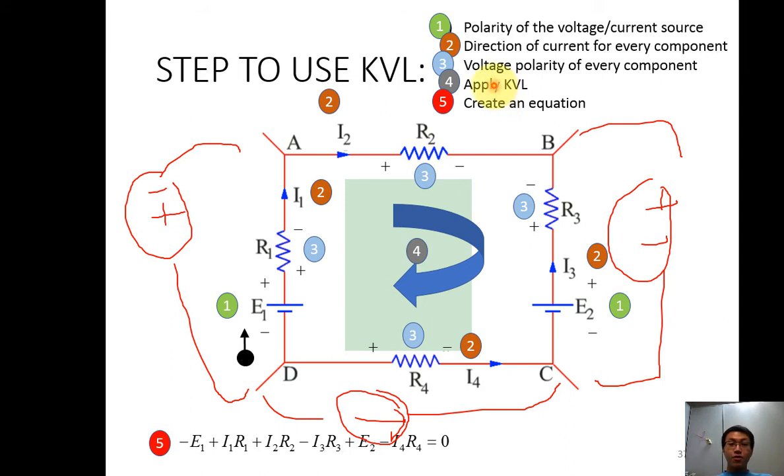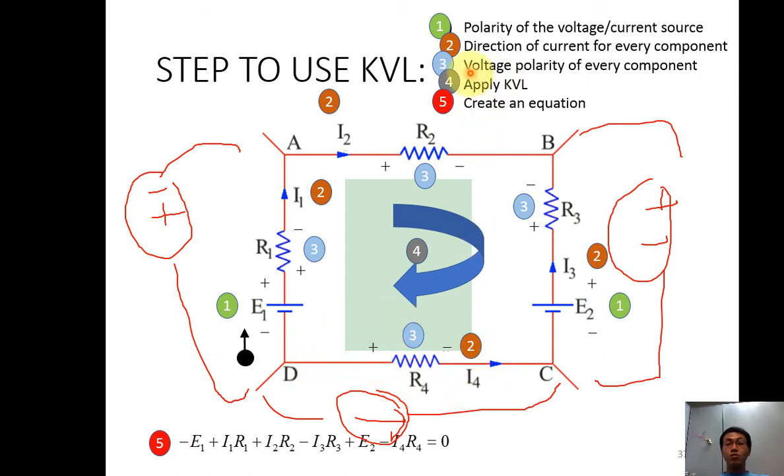Then, third, I need to know the voltage polarity for every component. Since my current is going up, this is my positive. Go here, this is my positive. See, this current is going up, positive. This one is not coming into here. This is called a branch. In this branch, the current is going up, so this is positive. Then in this branch, the current is going this way, so this is positive, because current will go to here, positive.